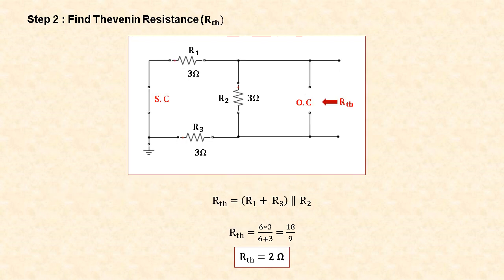Next step is to find the Thevenin resistance. For this, we have to short circuit the voltage source and open circuit the current source and find the equivalent resistance across the open circuited load terminals. This gives the Thevenin's resistance. So RTH is equal to R1 plus R3 because these two are in series, parallel with R2. So RTH is equal to 6 into 3 divided by 6 plus 3, which is equal to 18 by 9 is equal to 2 ohms.